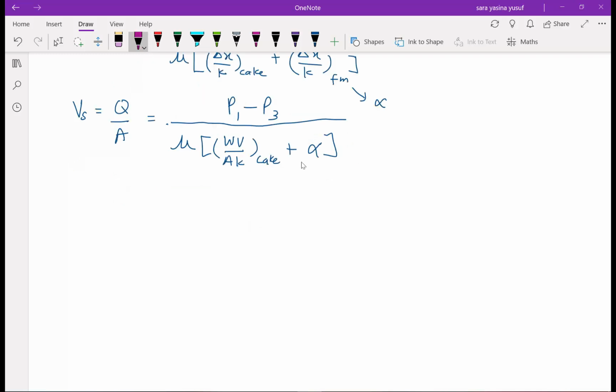Now we also know that Q, if we integrate Q, we will get dV over dt. Right? Q is dV over dt. Sorry, if we integrate. Now we want to replace Q here with 1 over A dV over dt. V here is V of gas. I want to use V gas.